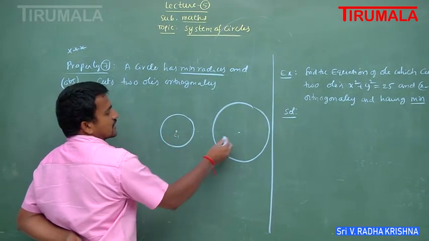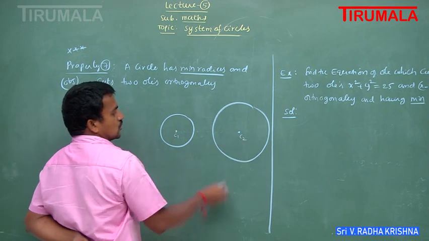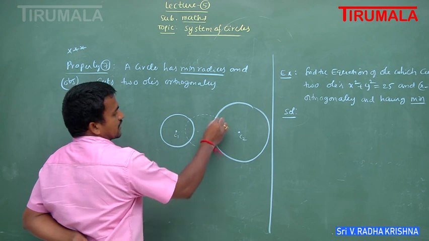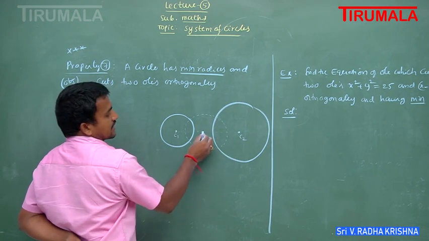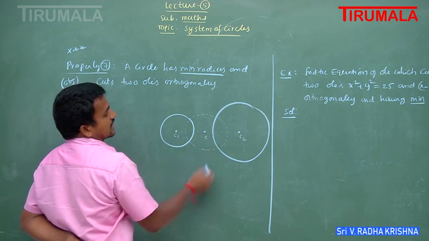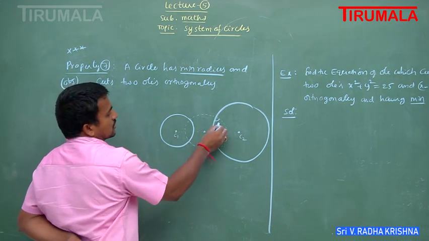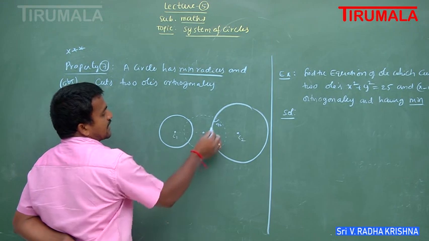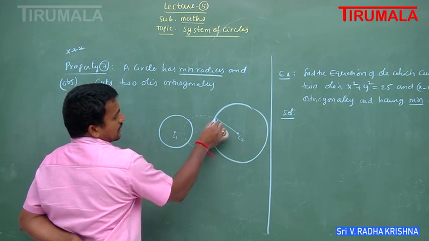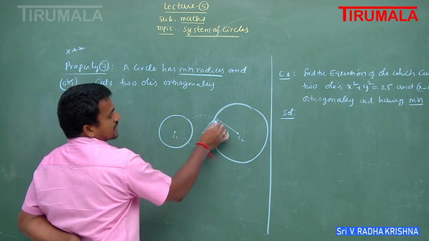But in one case, one circle has the minimum radius and cuts the two circles orthogonally. Like this, suppose C1 and C2 are the centers. So these two circles are intersected orthogonally. The required circle's center is collinear with these, so this is called the required circle center. Only one such circle is possible. This makes an angle of 90 degrees. This is also tangent, and this is also normal to this circle. So the angle is 90 degrees.